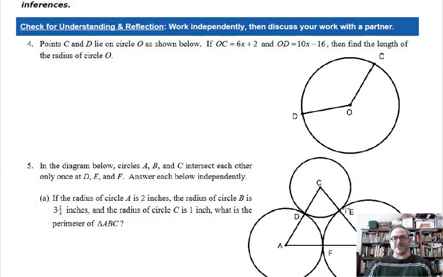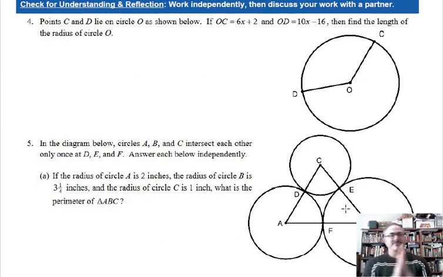All right, here's our check for understanding. I'm going to cough. Hold on. All right. Number 4. Points C and D lie on circle O, as shown below. OC is 6x plus 2.